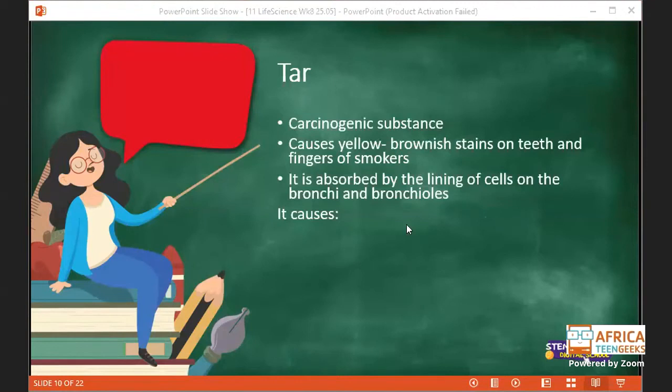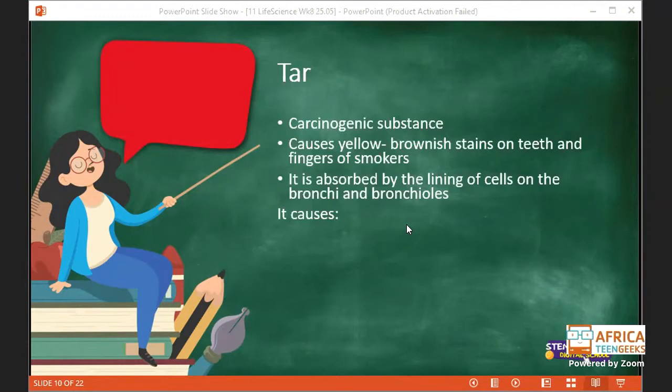Okay, guys, tar. Tar is another harmful substance that is found in your cigarettes. It is a sticky carcinogenic substance, and it is usually derived from coal. It causes the yellow-brownish stains that are found on the teeth and fingers of smokers. As we have mentioned, it is a carcinogenic substance, and it is absorbed by the lining of cells on the bronchi and bronchioles.